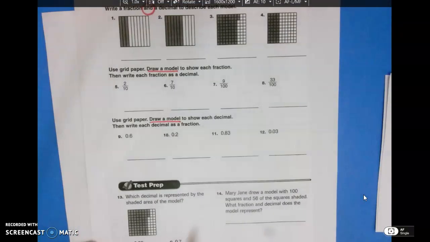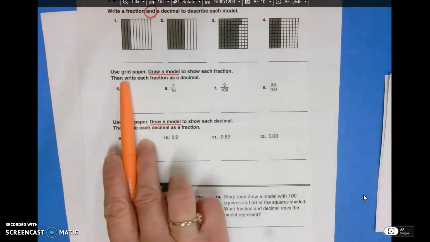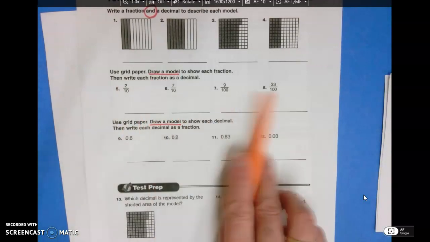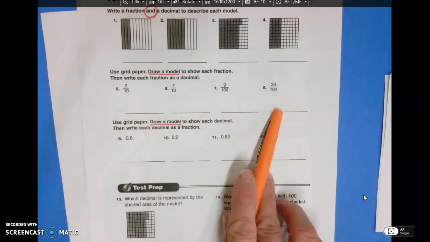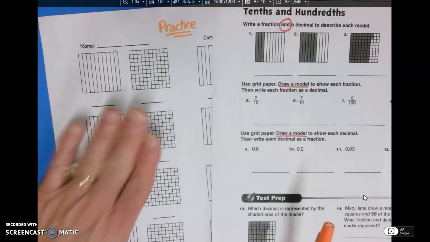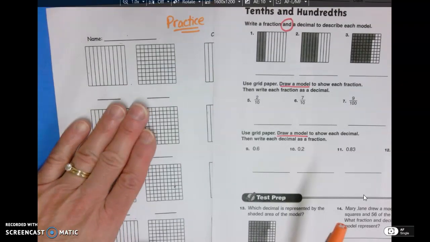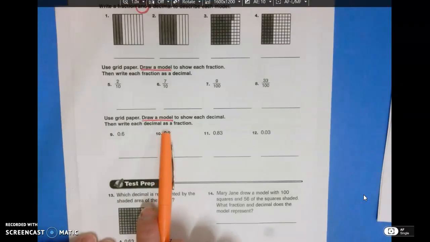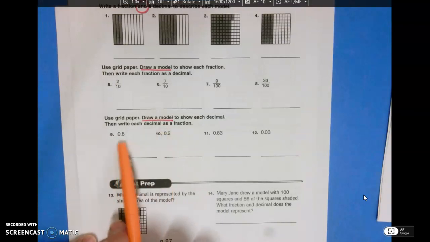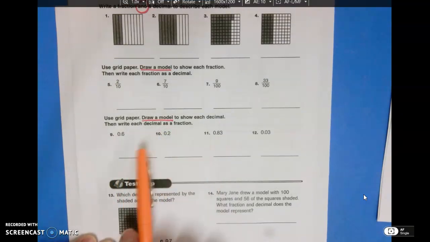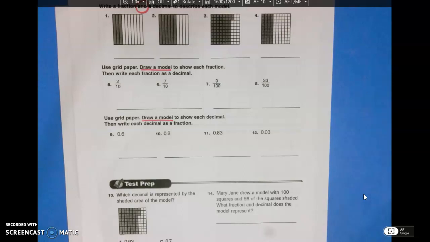Because if I see this middle section, you're going to use the grid, draw a model to show these fractions, and then write it as a decimal. I don't care if you want to put the decimal equivalent right here and just kind of work and put all the answers on this model paper. That would be fine for today. And then you're flipping it around and doing the same thing, taking the decimal this time and modeling it and then writing it as a fraction. So your assignment is to do that and show me that you understand what pieces of a whole these decimals are all about.